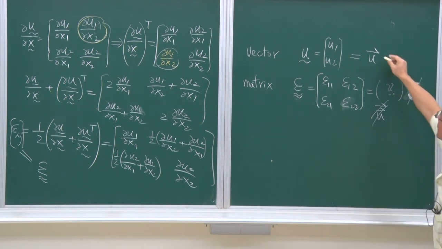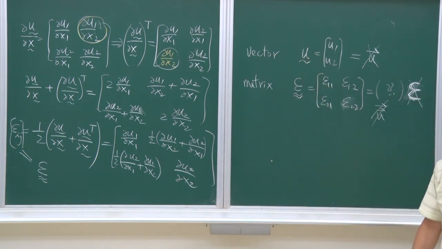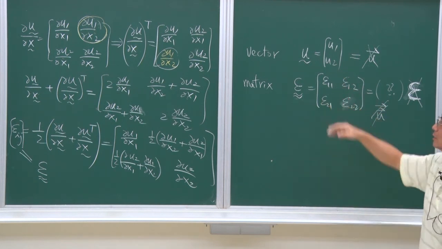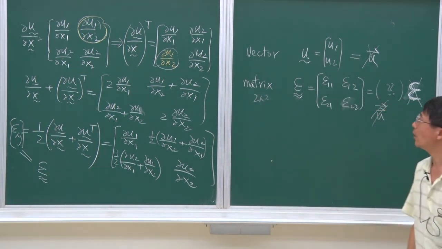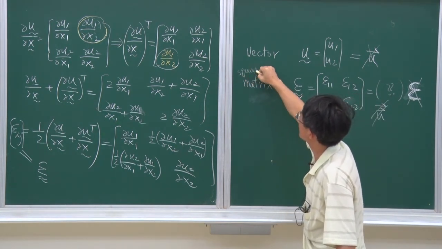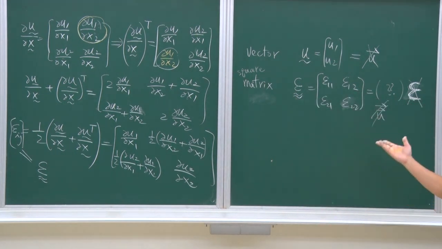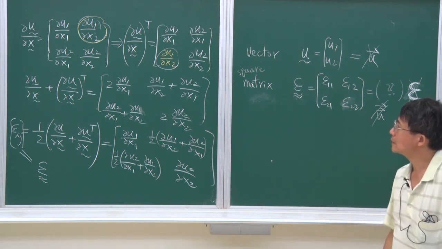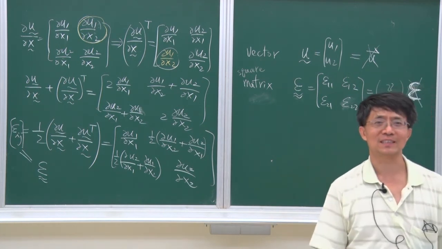So since it is not convenient, we use this notation system to express vector and 2x2 matrix, or 3x3 matrix, just a square matrix. 3x3 or 2x2, up to you. That's it. This is the end of this section.